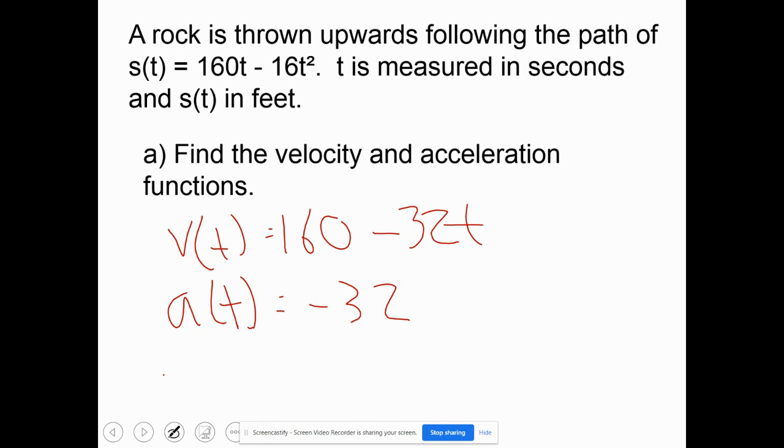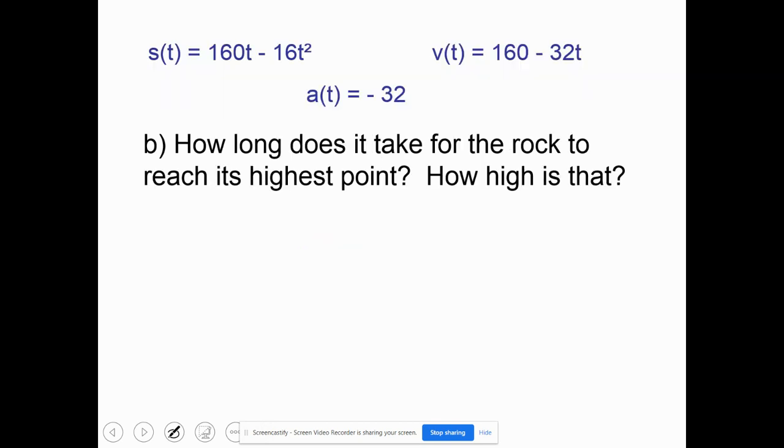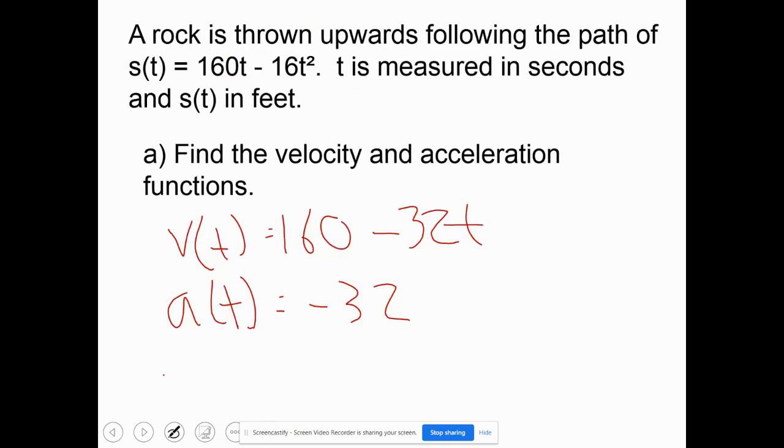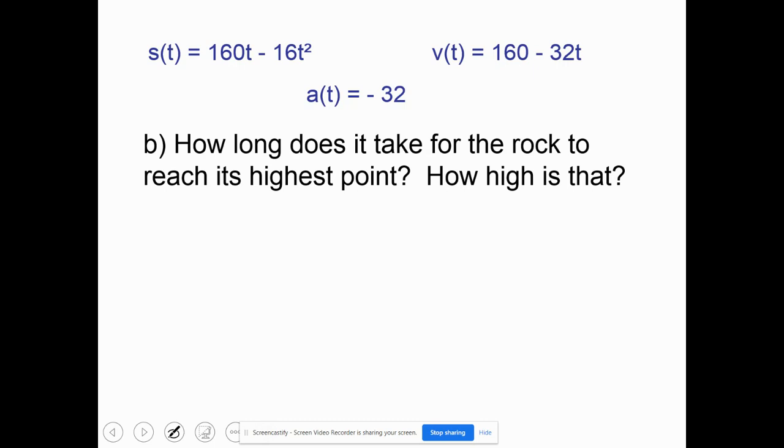All right, here's my velocity and acceleration formulas. So this rock was being thrown up in the air. It followed that path. I now want to know how long it will take the rock to reach the highest point. If you think about the path, it would look something like that, and we're looking for that. It's an upside down parabola. You're looking for the vertex. You do have a formula you can use, or you can use calculus here. I'm going to use the calculus.